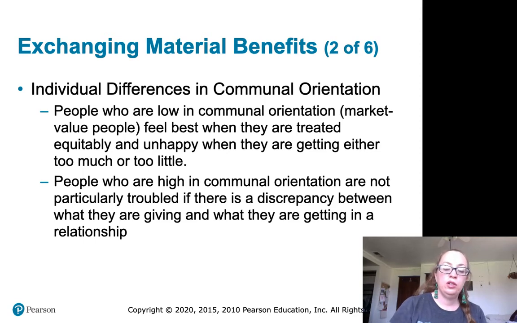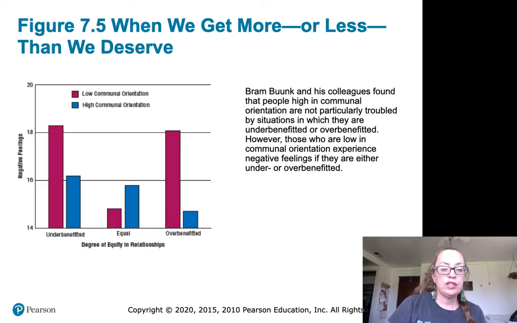High communal people aren't particularly troubled if there's a discrepancy between what they're giving and what they're getting out of a relationship. So if they put in more than what they're getting, okay. If they're getting more than what they put in, okay, so we see that they are happiest when they're over-benefited, which I think doesn't say much for them, but maybe that's because I'm a low communal orientation person. So they're happiest when they get more out of a relationship than what they're putting into it. They're second most happy when things are equal, but not nearly as happy as when they're over-benefited. And then they're the least happy when they are under-benefited.